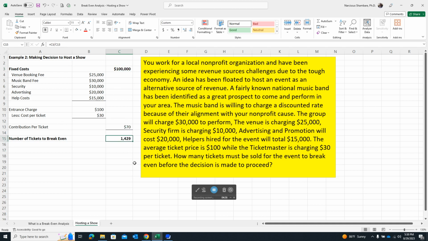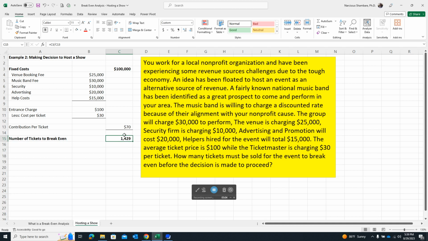And here it tells us that when we divide 100,000 by $70, we will need to sell at least 1,429 tickets for us to go ahead. So in a situation like this, as an organization, you can figure out whether you are going to be able to sell those kinds of tickets.